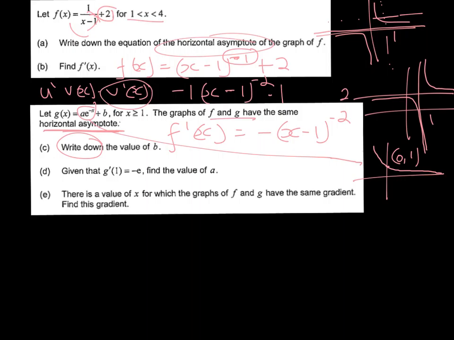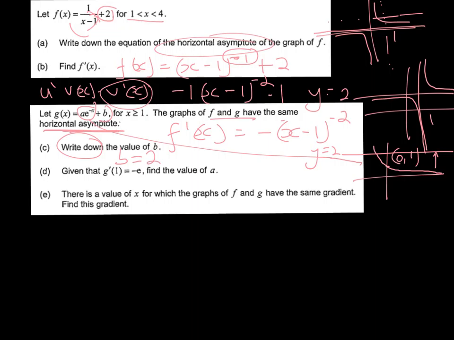So therefore, we're told that f and g have the same horizontal asymptote. Up here, we said that y equals 2. Therefore, we're going to have a horizontal asymptote here at y equals 2. So the only way that we can translate this function up to here is if b is 2. Therefore, write down the value of b equals 2.